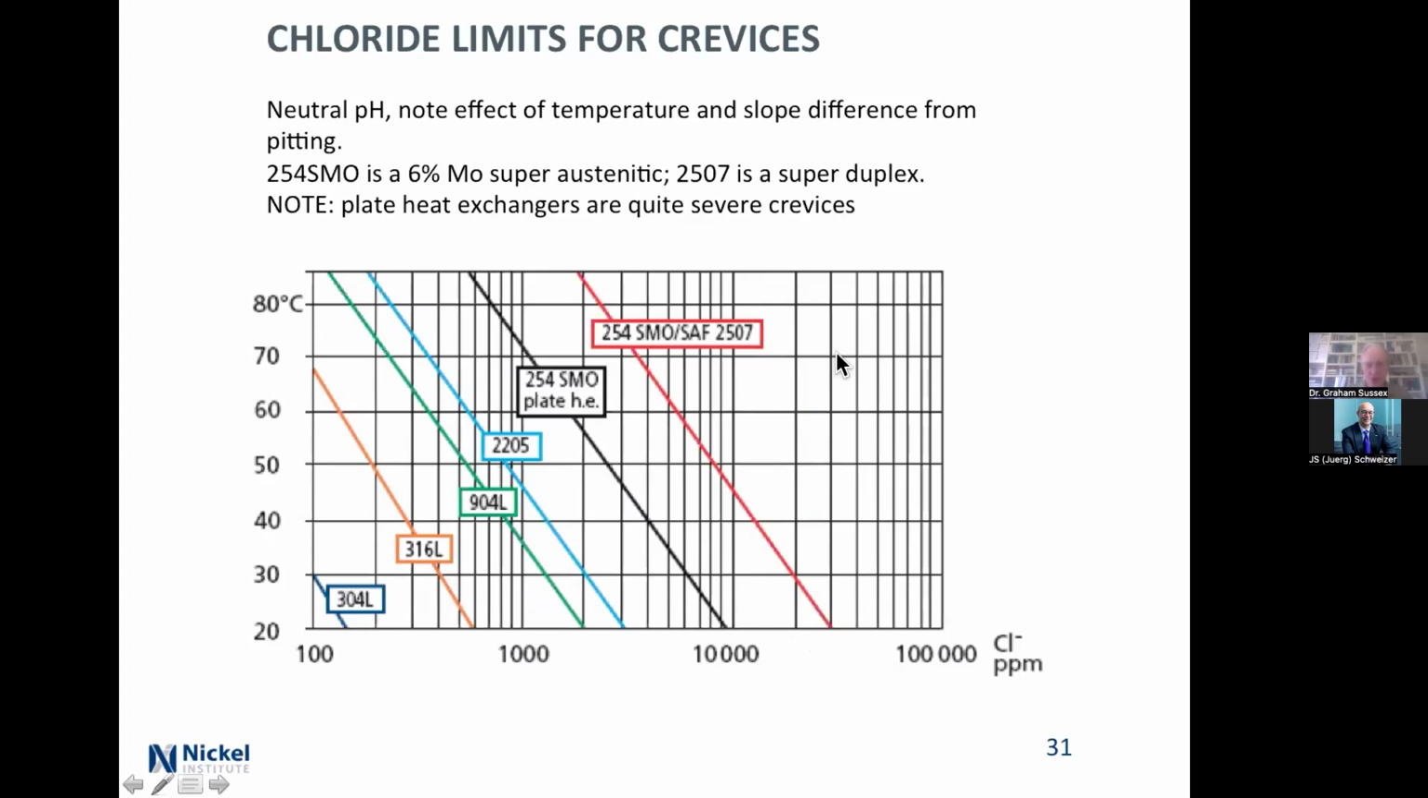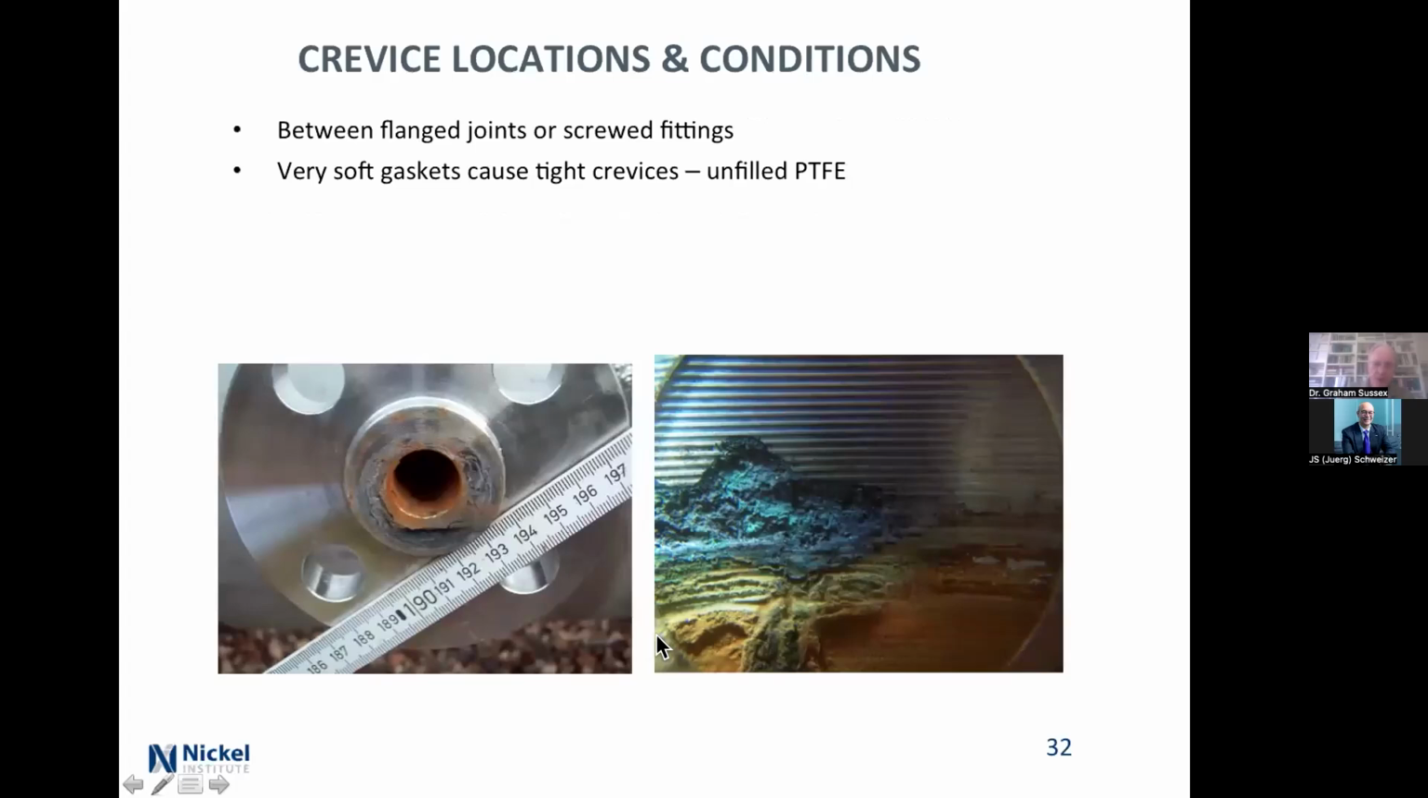All of this is about crevices. So if you go back and look at the other one, I'm not going to do it now, but if you go back and look at the ordinary one, you'll see that all of these things are moved across this way. Equally, if you make things more alkaline, they'll move across to the right again. Sometimes even super duplex doesn't like it.